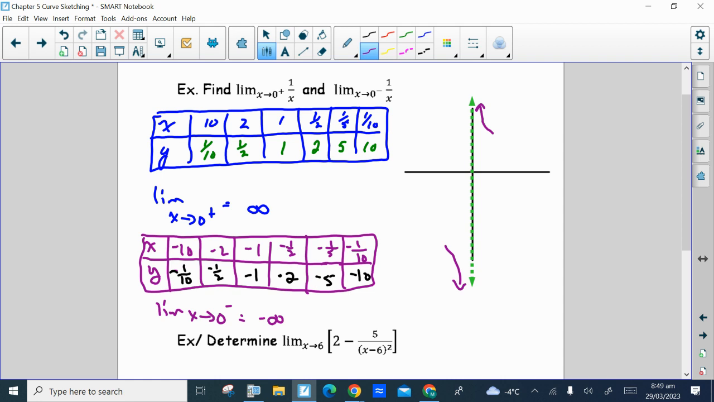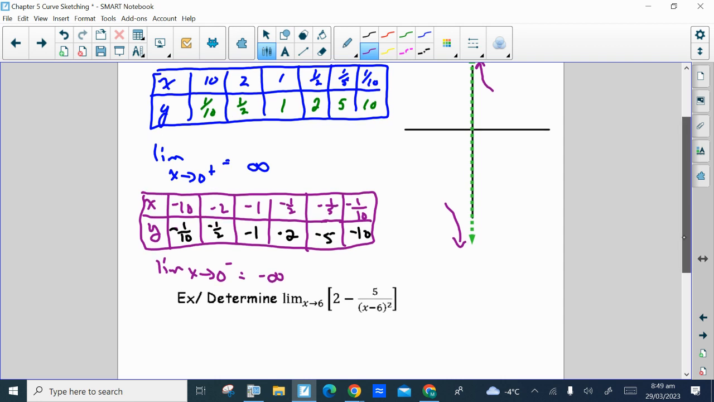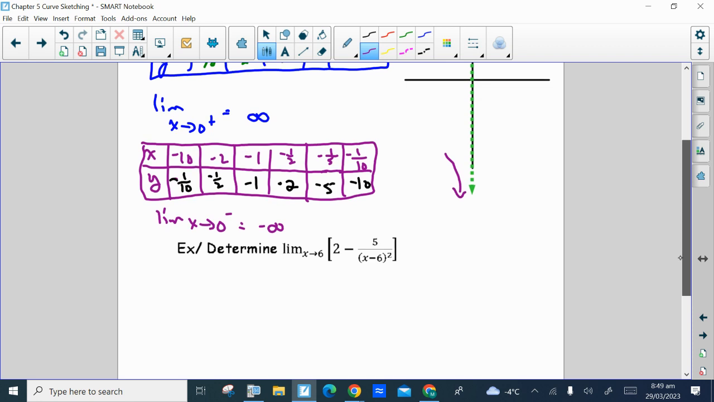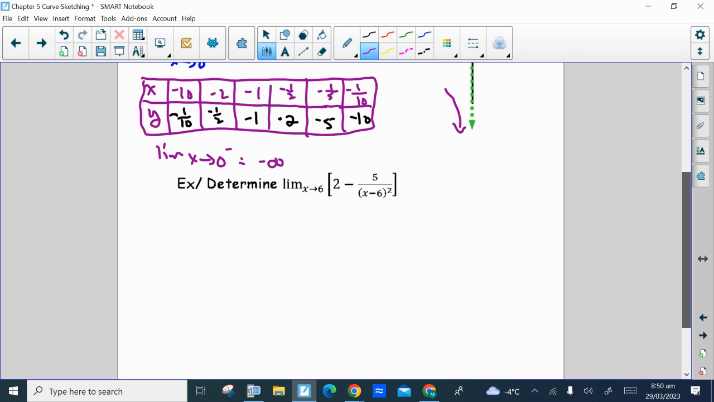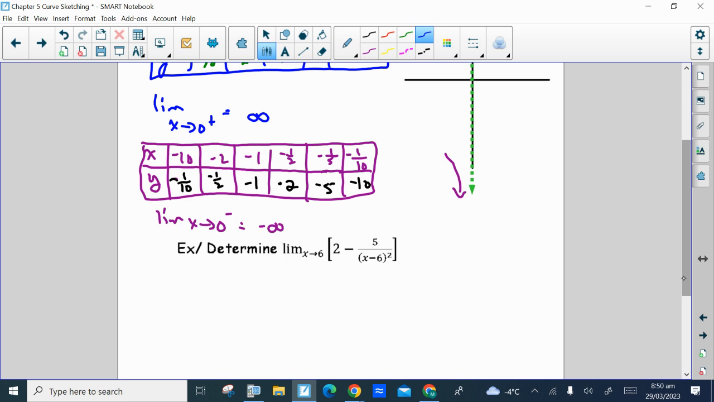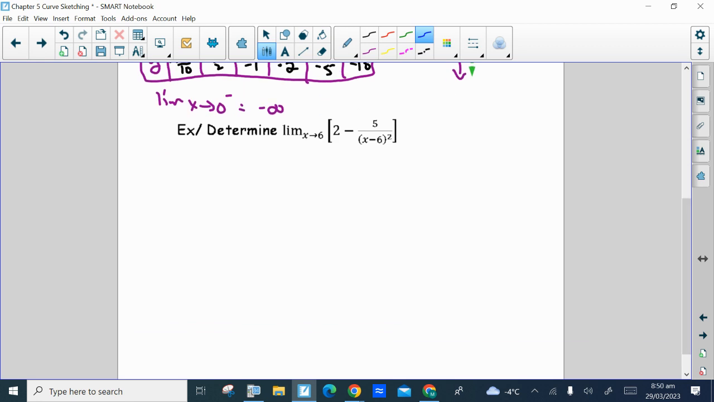So that's what this is telling us. What's happening to the graph as it gets closer to the asymptote? That's what this tells us, which, again, is a tool that we could use when we're graphing functions that have vertical asymptotes. We want to know what's happening to the graph as we get closer and closer to that asymptote. So we can do the same thing with this next one.